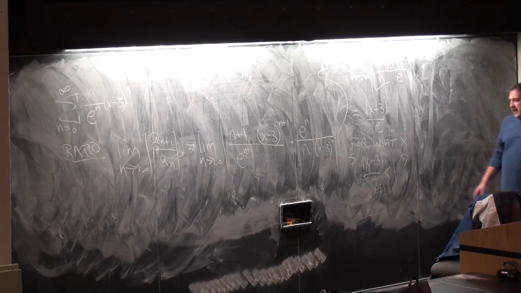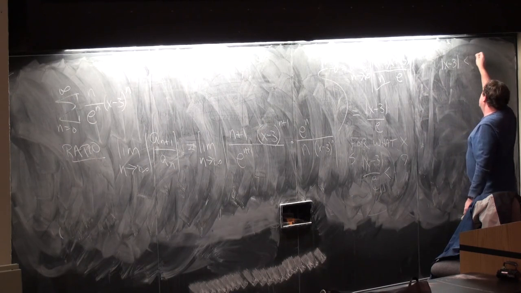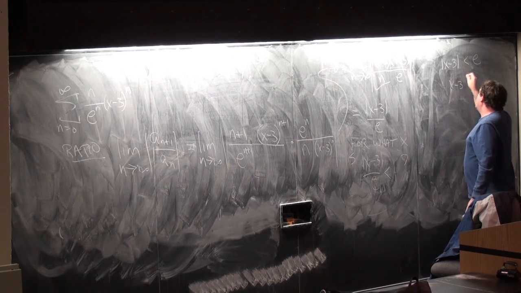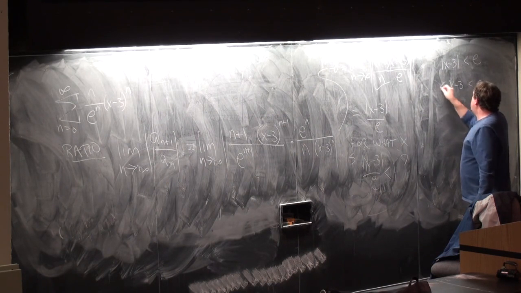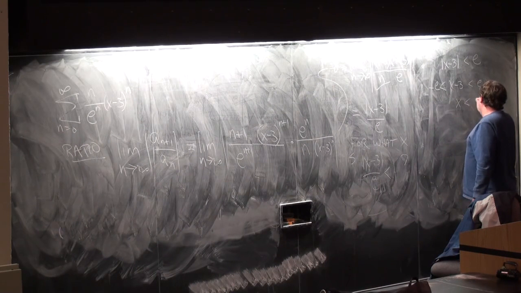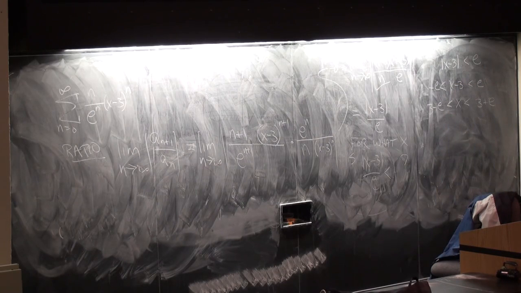I'm going to multiply through by e, so I have absolute value of x minus 3 is less than e. I'm going to get rid of the absolute value by saying x minus 3 is between e and minus e. And then I'm going to add 3 to both sides. So x is between 3 minus e and 3 plus e.